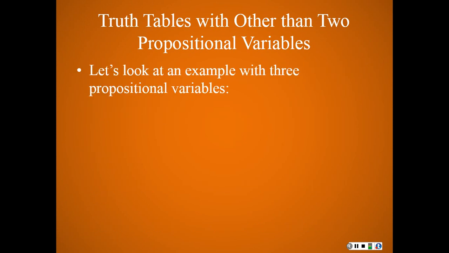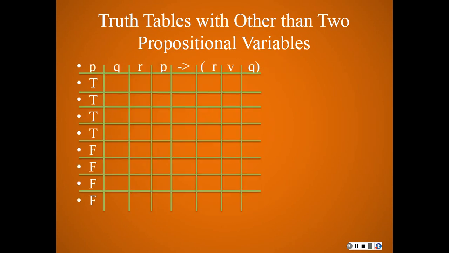So let's look at an example with 3 propositional variables. So consider this formula. If P, then R or Q. I'm going to go ahead and set up this truth table as follows. Note that at the very top I have arranged the propositional variables not in the order that they occur in the formula, but in alphabetical order. Remember, our convention is to always arrange them in alphabetical order. So the order here is P, Q, R, even though that's not quite the order in which they occur in the formula.